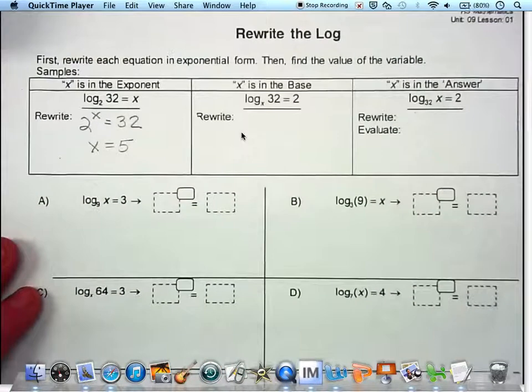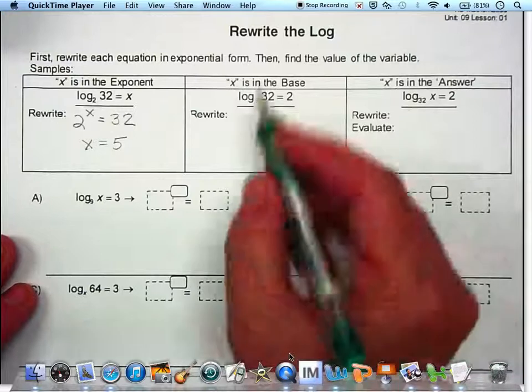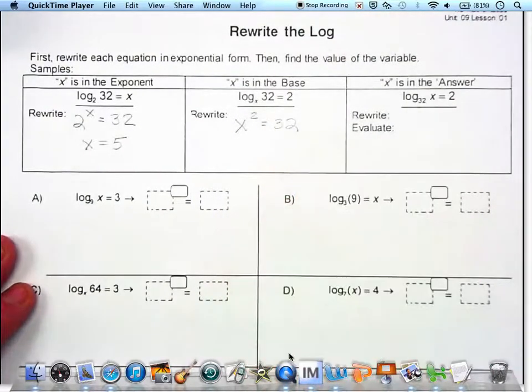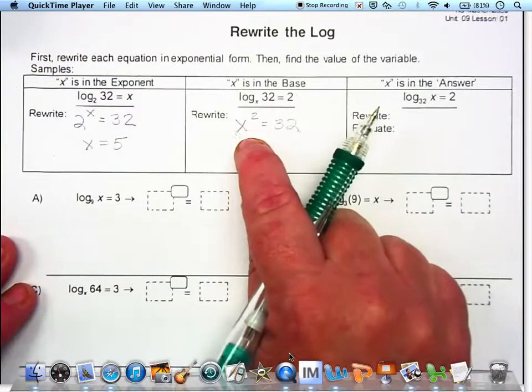Okay? Now on the next one, how do you rewrite that one? x squared equals 32. Good. x to the 2nd equals 32. So now it's a little different. You're saying, what to the 2nd power would give me 32? Well, 6 squared is 36, and 5 squared is 25. Okay, so it's going to be a 5 point something decimal.